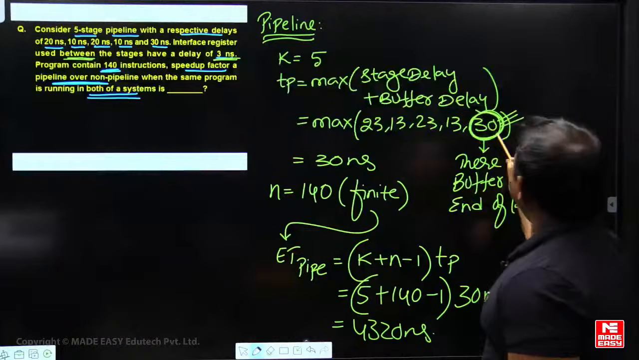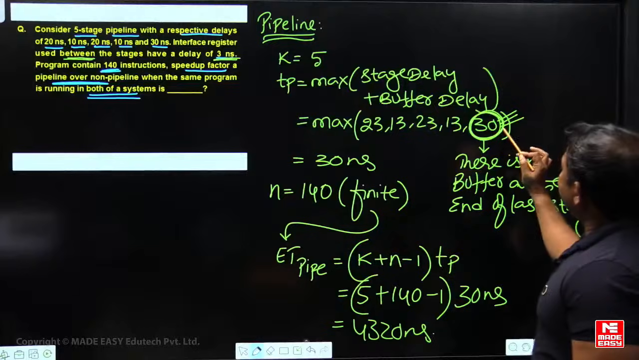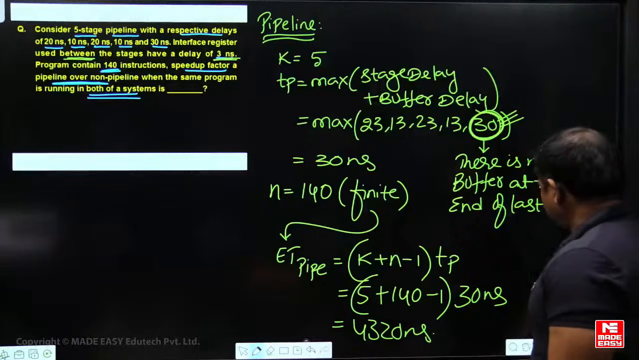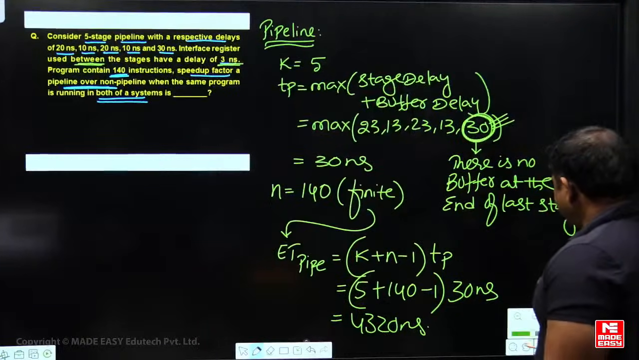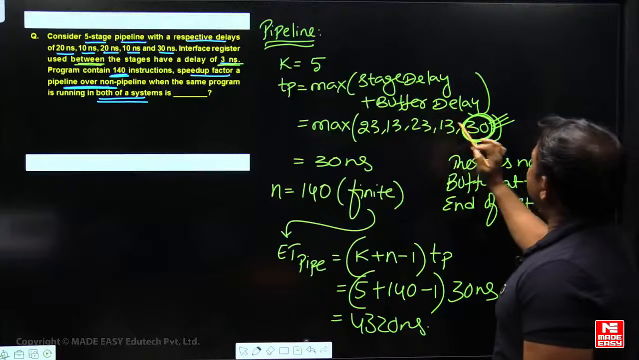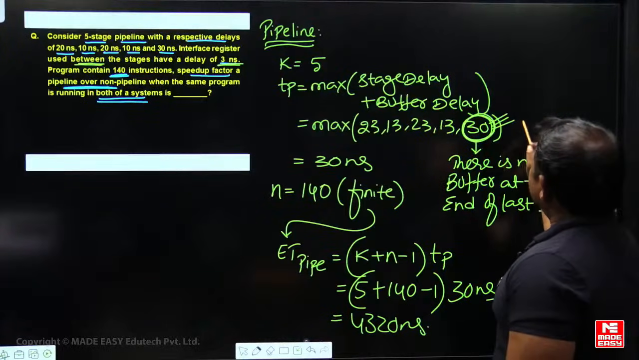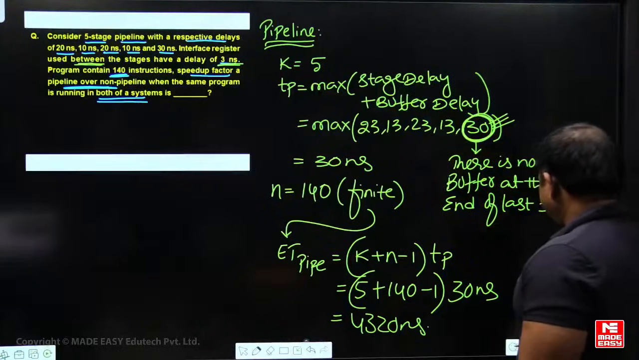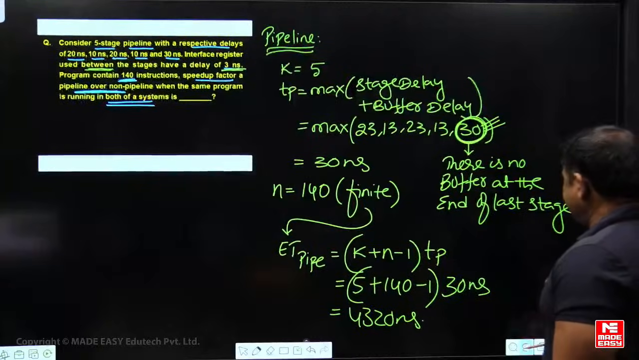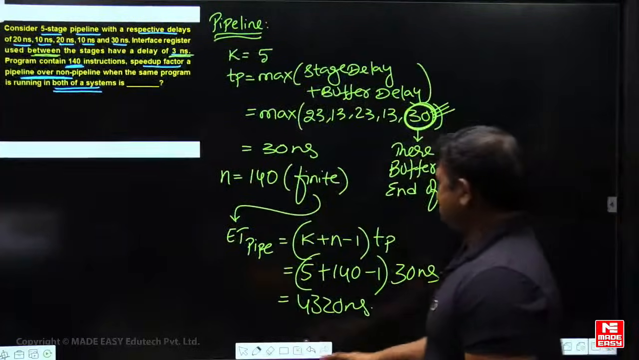Okay, here the normal student mistake is students are adding 3 nanoseconds to the last stage also. Because formula saying stage delay plus buffer delay, they add buffer delay to 30, that is a student mistake. ऐसा नहीं करना. Okay students, all right.